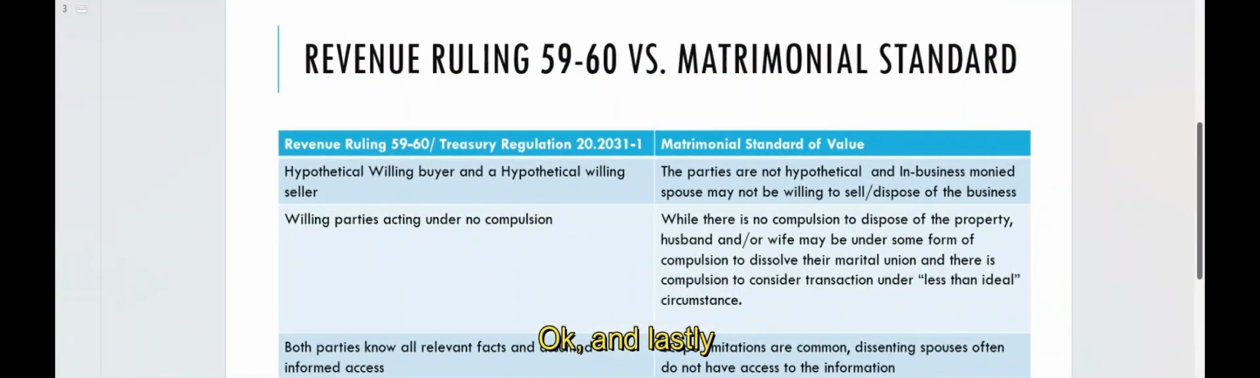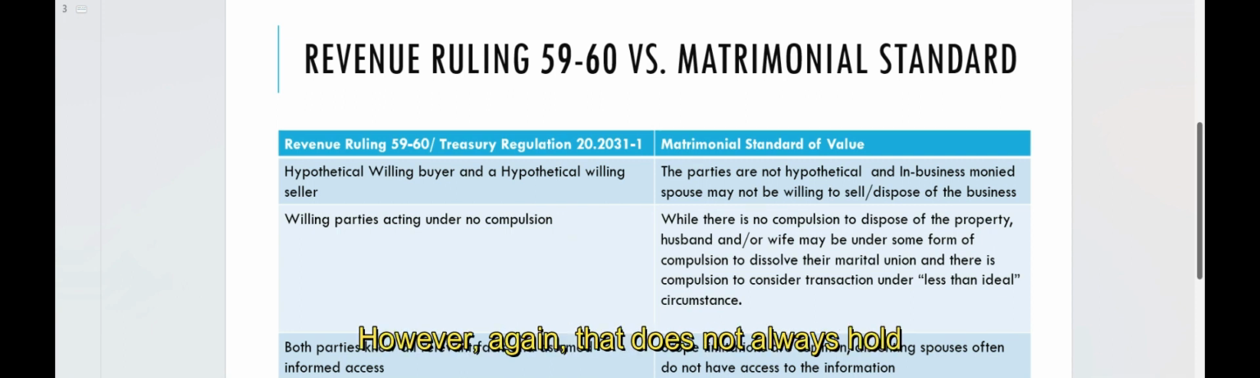And lastly, both parties know all relevant facts and have informed access to all of the available information. However, again, that does not always hold true in matrimonial valuation. That's correct, Jan. Although theoretically we can say that's the case, there are scope limitations that commonly happen. Dissenting spouses often don't have access to the information, and there's also institutional knowledge that one spouse, the owner, has and the other spouse does not have and may never have. So it's not an even playing field between the buyer and the seller as they are hypothetically in the standard.